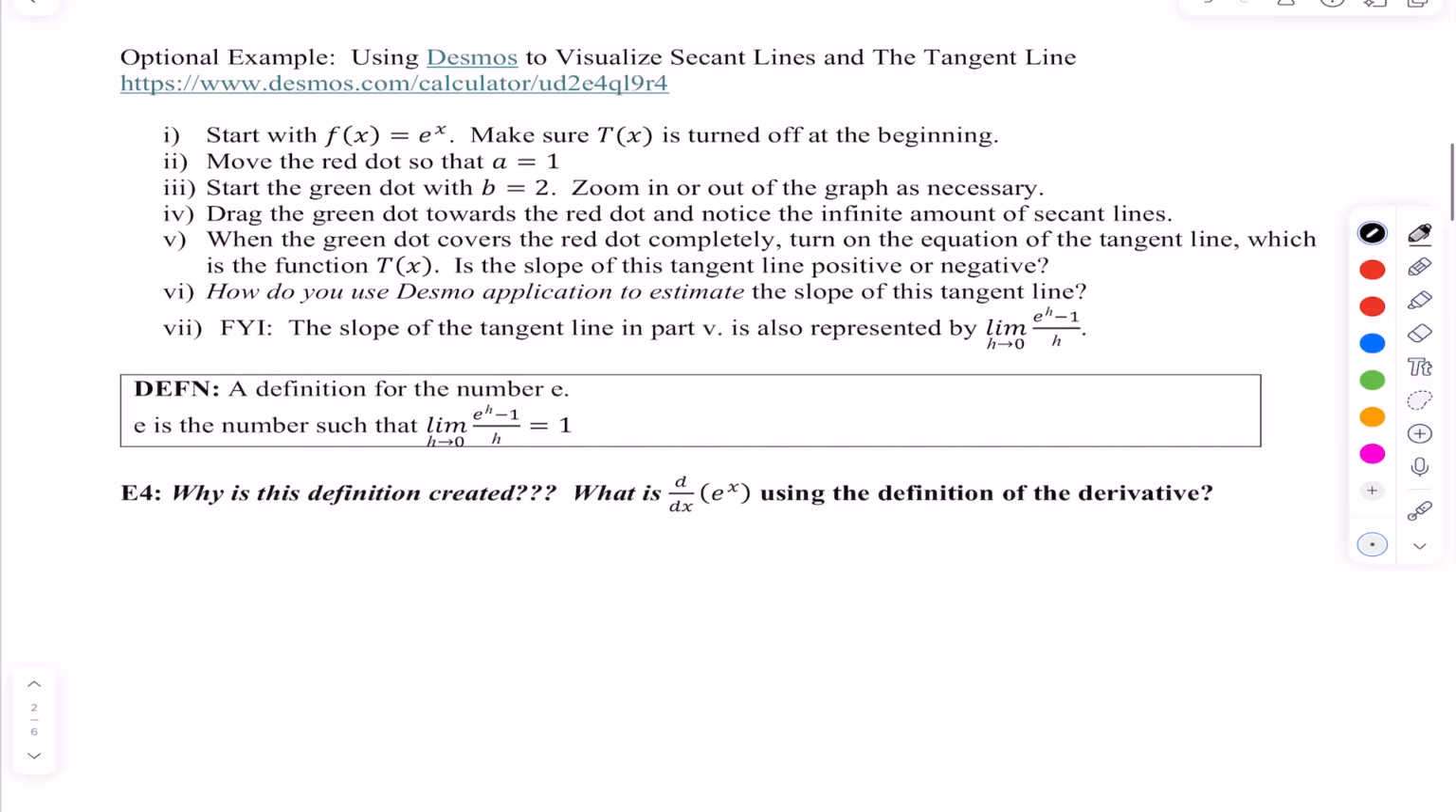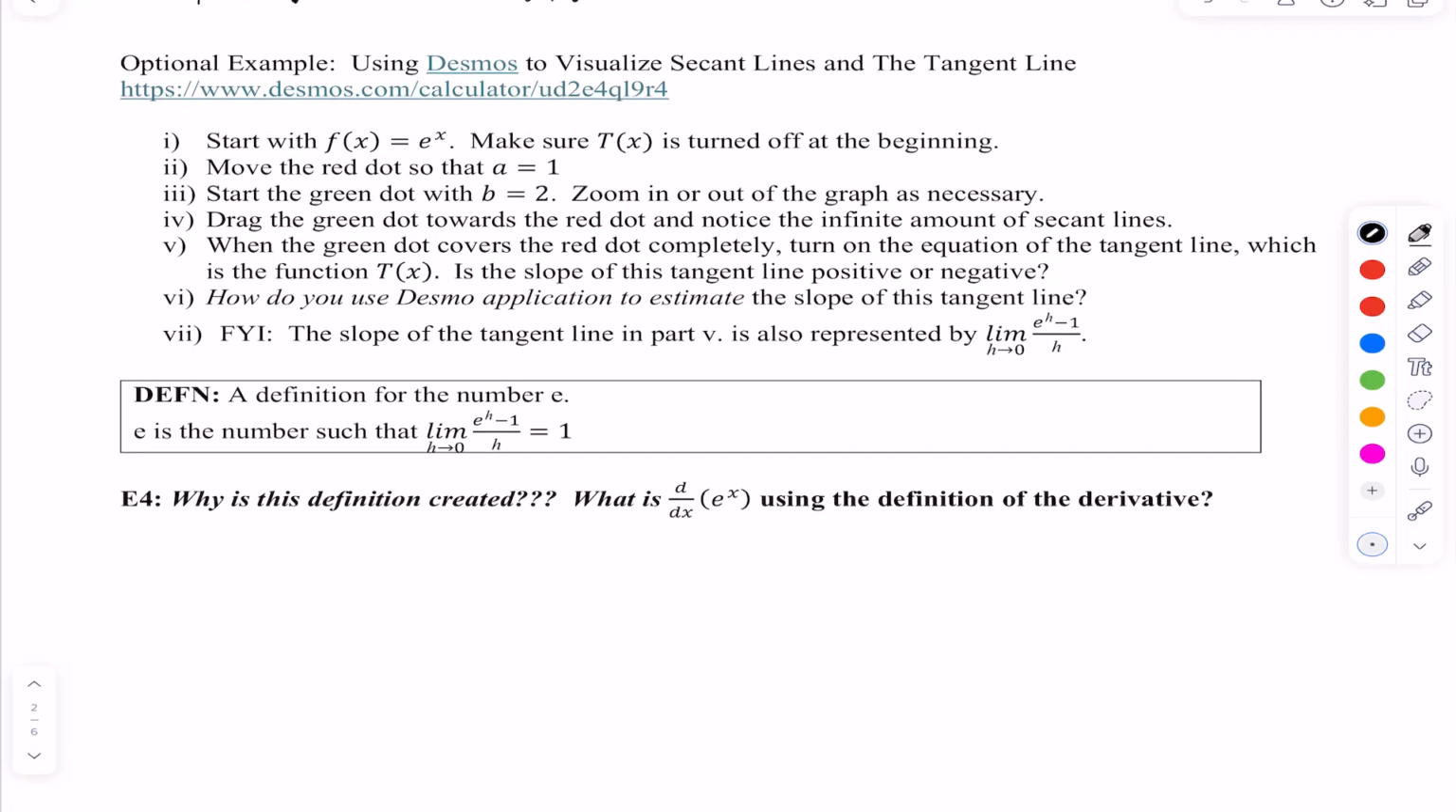Here is a Desmos tool to give you some insight on why this next definition of e is so important. So feel free to pause the video and take some time to do this Desmos exercise. And like I said, it gives you insight to this definition here. It is very hard to understand why certain definitions in mathematics are created until you see it graphically, or you see it in context, or you see it in another example.